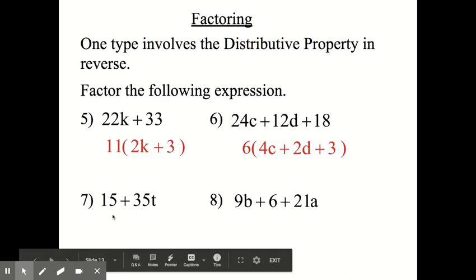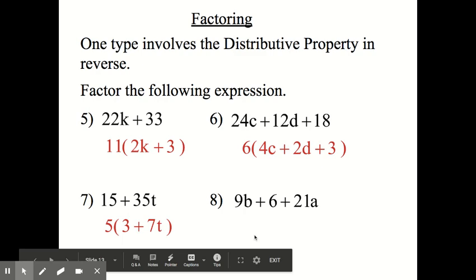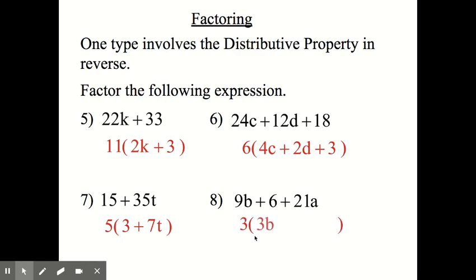15 plus 35t. Greatest common factor is 5. What are you left with? 3 plus 7t. And then finally, 9b plus 6 plus 21a. Greatest common factor? 3. What's left on the inside? 3b, 2, and 7a.